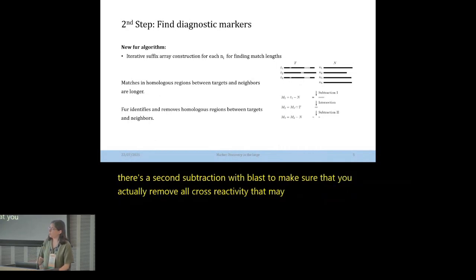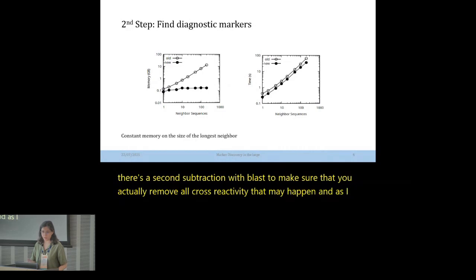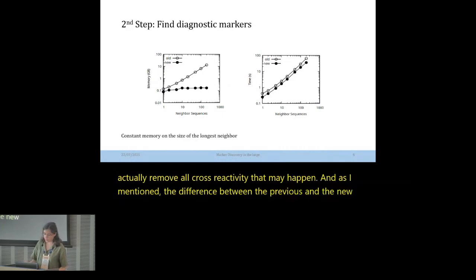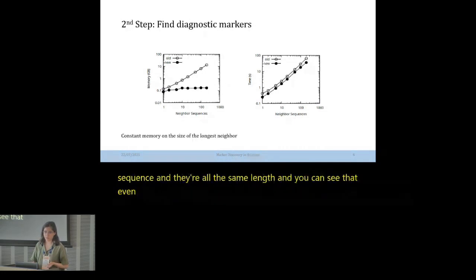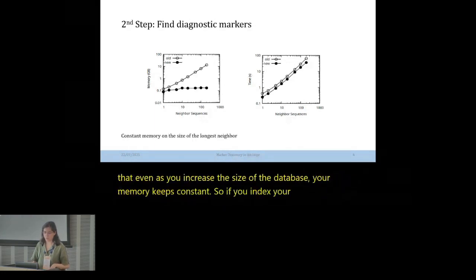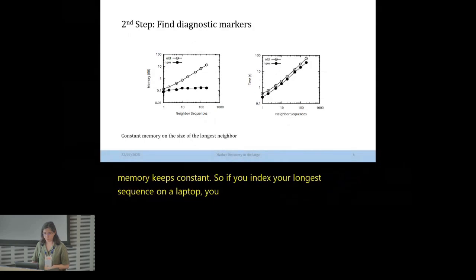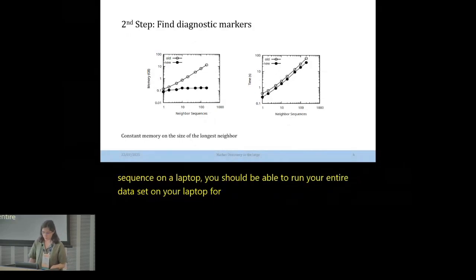And as I mentioned, the difference between the previous and the new algorithm, and you can see the new algorithm with the filled circles, is that the memory is constant in the size of the longest neighbor. So this is a neighbor simulated sequence, and they're all the same length. And you can see that even as you increase the size of the database, your memory stays constant. So if you index your longest sequence on a laptop, you should be able to run your entire data set on your laptop, for example, as long as you're willing to wait for it, but it is also relatively fast.